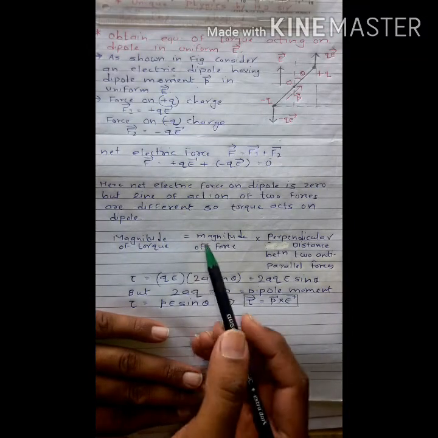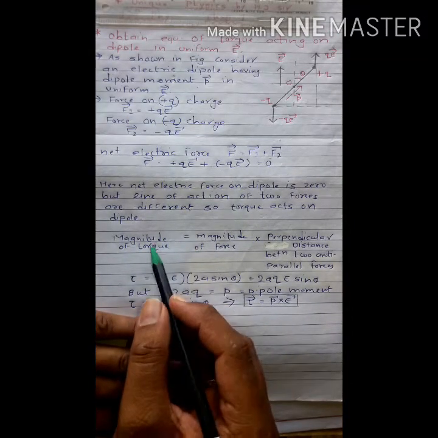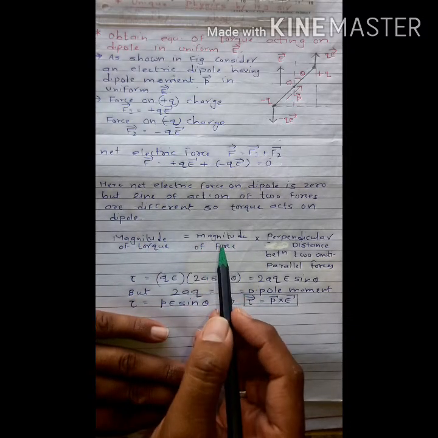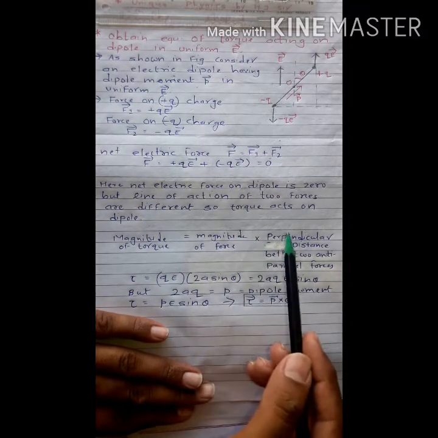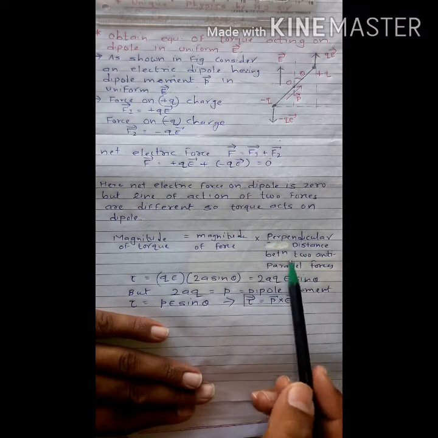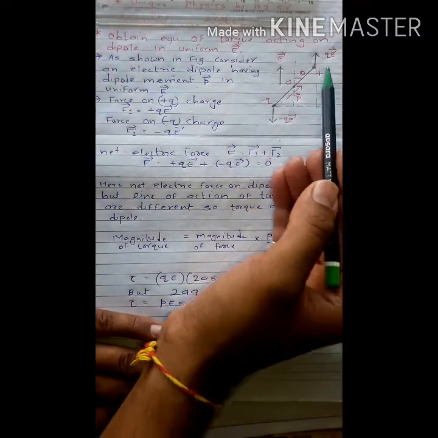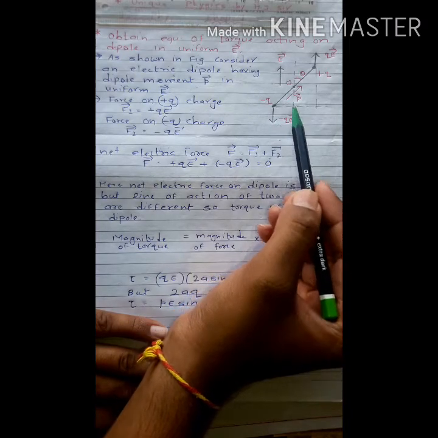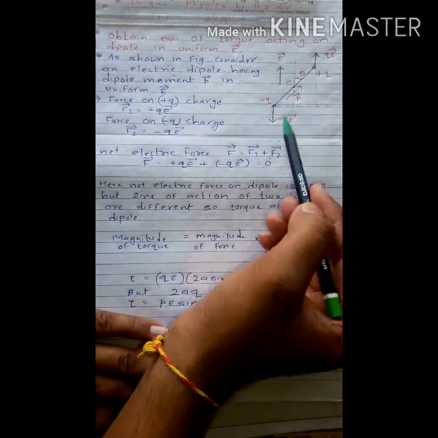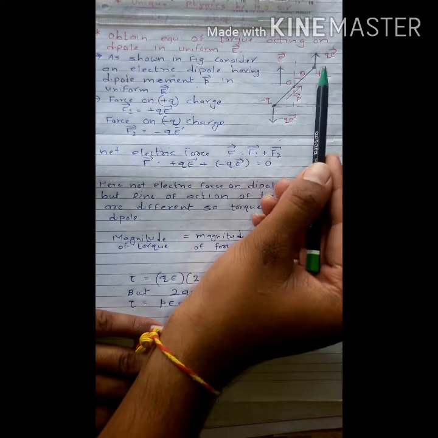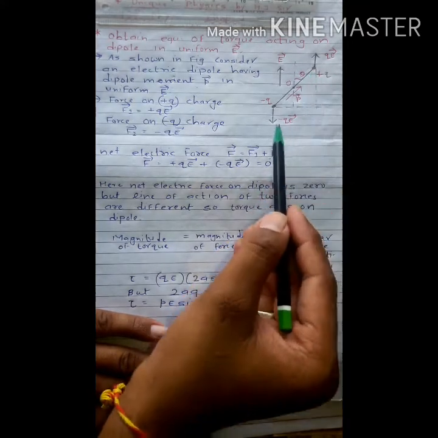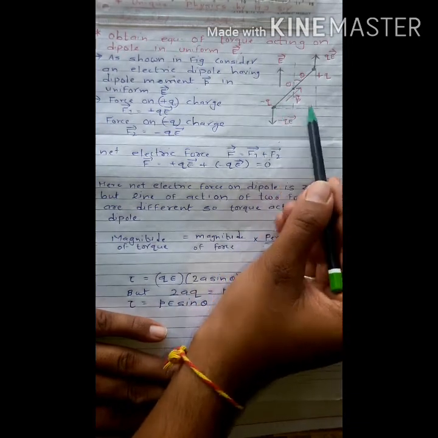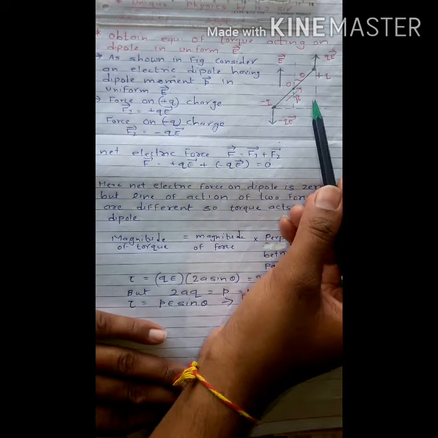So here we want the equation of torque. So we use the simple equation of torque. The magnitude of torque is equal to the magnitude of force, this is the electric force, into the perpendicular distance between two anti-parallel forces. See this figure very carefully. This is our first force vector F1 and this is our second force vector F2. These two are anti-parallel forces. The first force is acting in plus y direction while the second force is acting in minus y direction. Here we consider this distance, the perpendicular distance between these two forces.